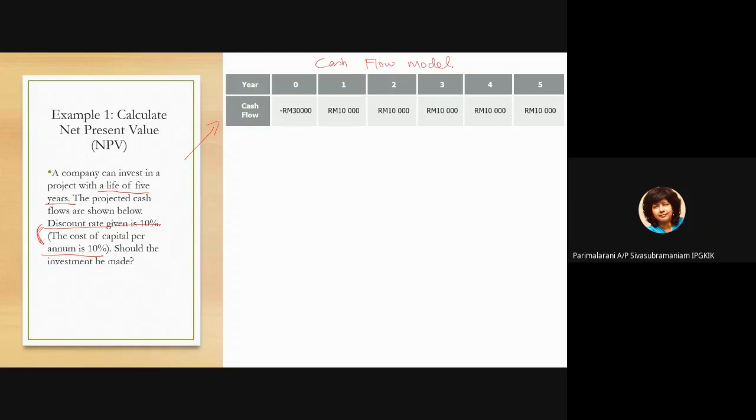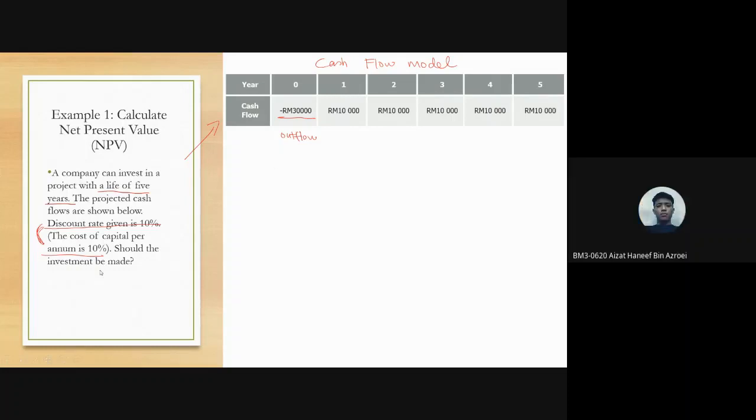This cash flow model is already given to you. This is year 0, 1, 2, 3, 4, 5. The life of this project is 5 years. When they write a negative like this, it means money going out. This means it is outflow. Positive, or if they don't write anything, it means inflow. So how much is your initial investment? How much did you put into the project?